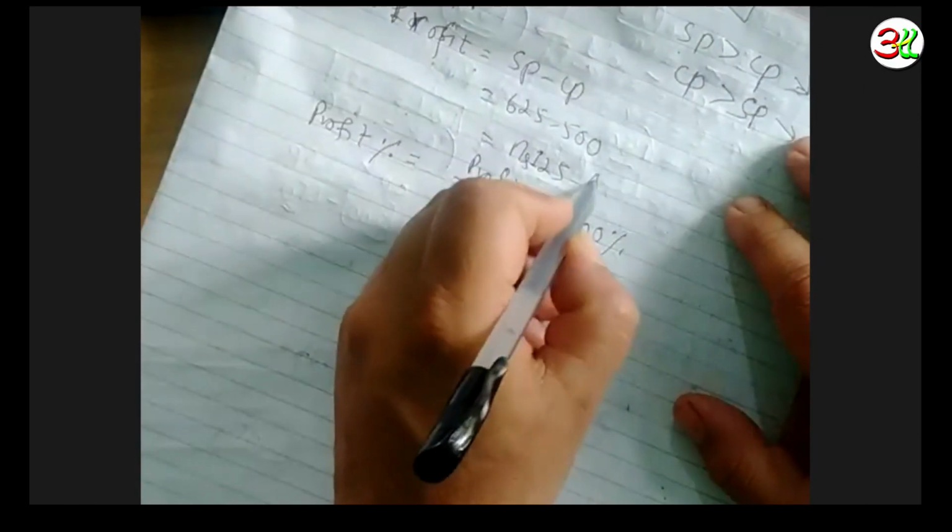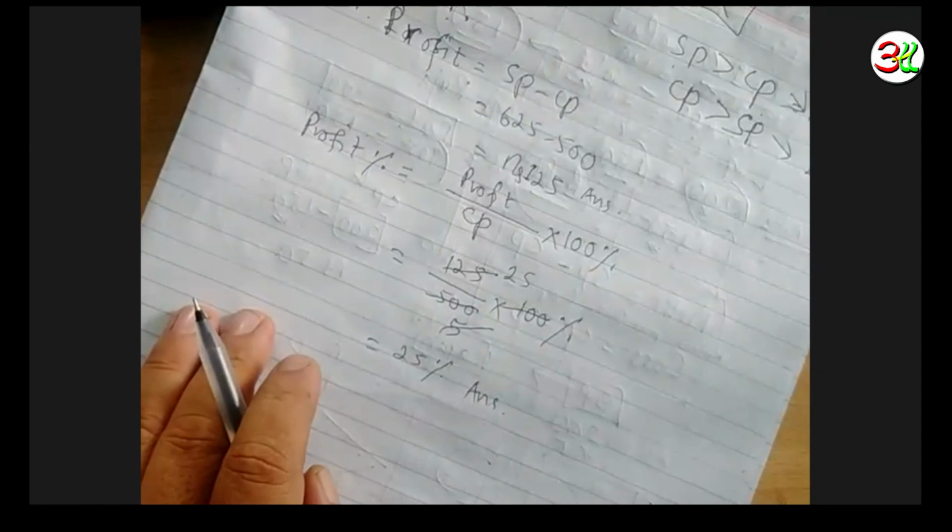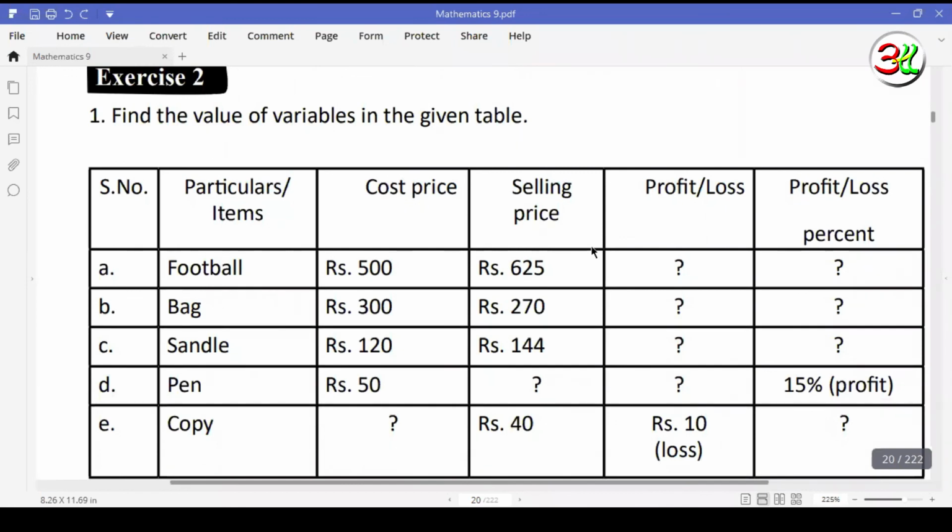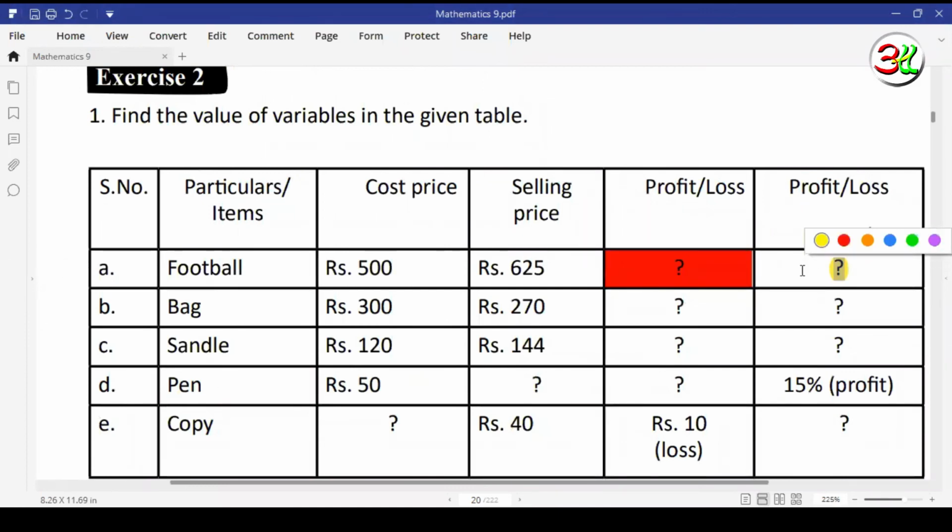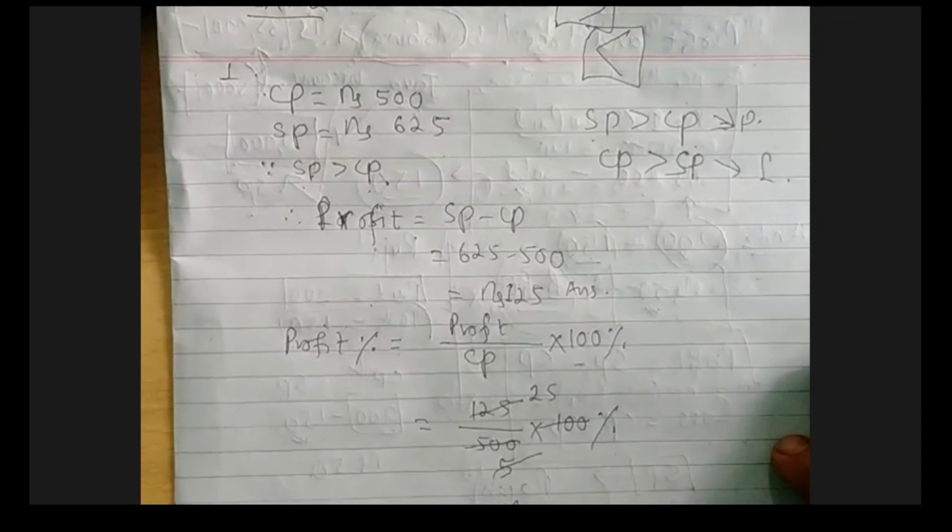This is another answer. The question says find out two things. The first box is about profit, and the second box is about percentage. We calculated profit, and then the second part says find out the percentage, profit percent or loss percent. Can you do it like this? Yes, sir. Any confusion about this? No, sir.